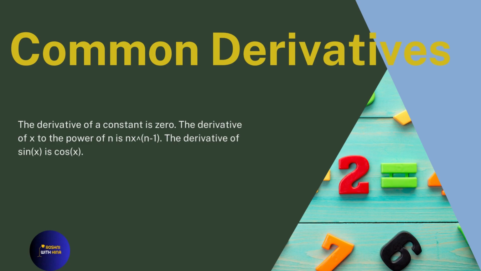Common derivatives. The derivative of a constant is 0. The derivative of x to the power of n is n x to the power of (n minus 1). The derivative of sine of x is cos of x.